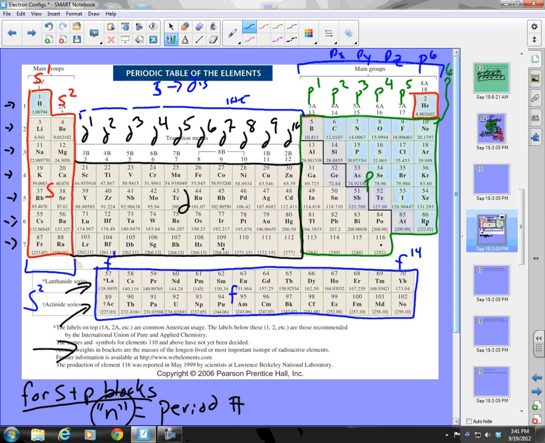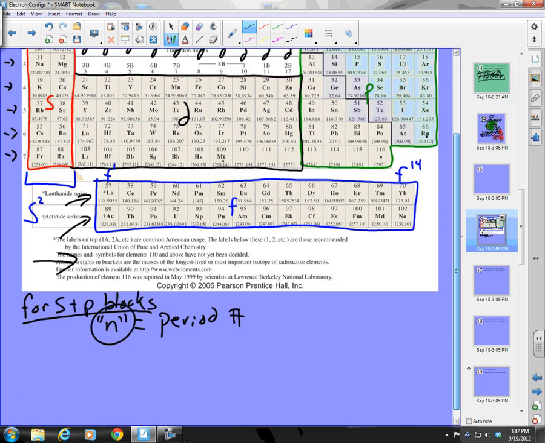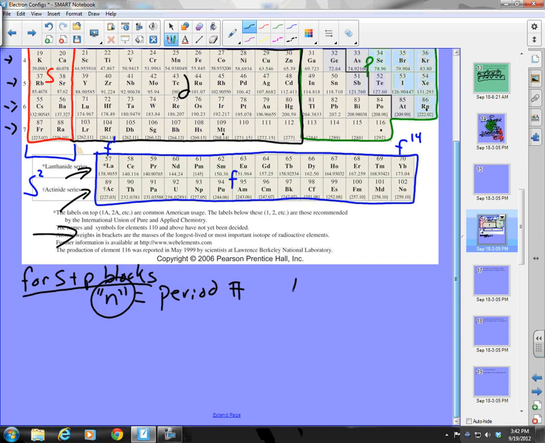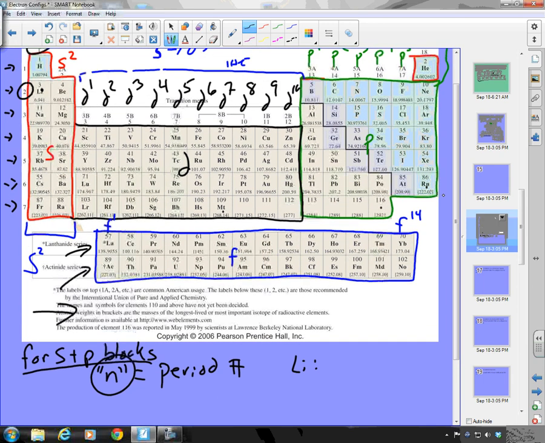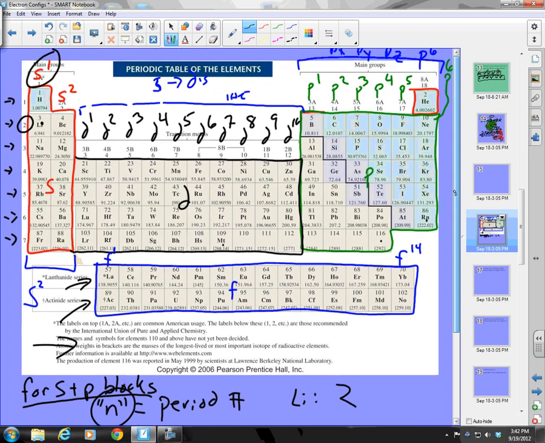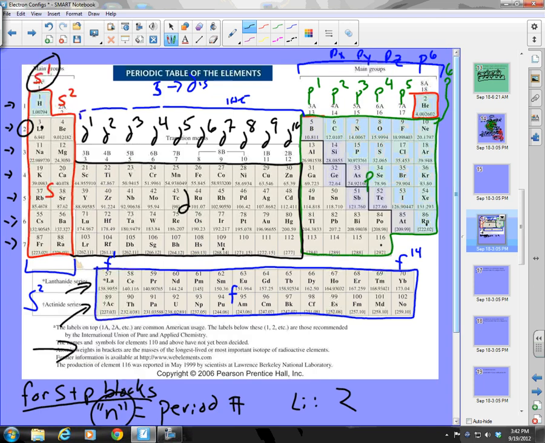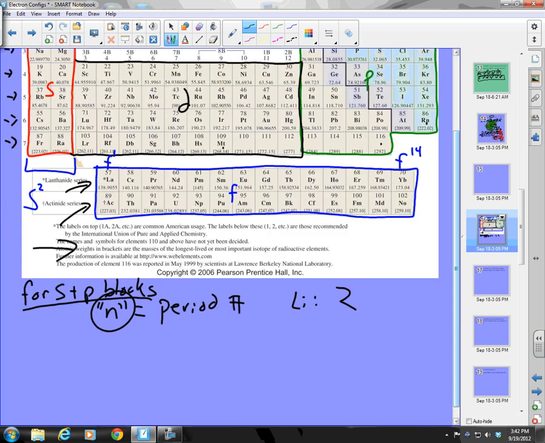No, let's take lithium. I like lithium better. So let's take lithium. Where is lithium? It is in my second period, and notice it's under the 1s. When I take those two together, that tells me how my lithium will end. Lithium will end as it's in the second period, 2, and it's in my S1 row, right here. And so that means it's going to end as a 2s1.